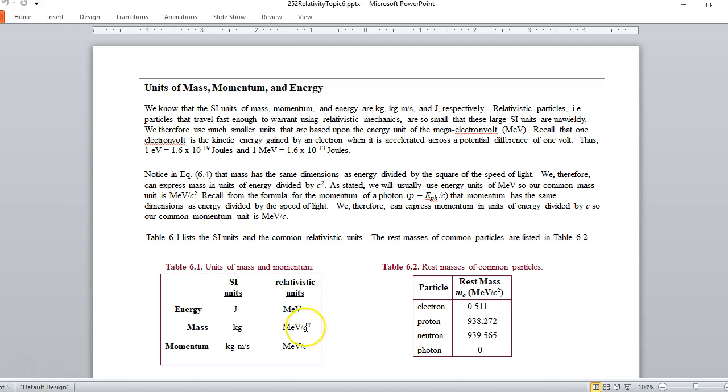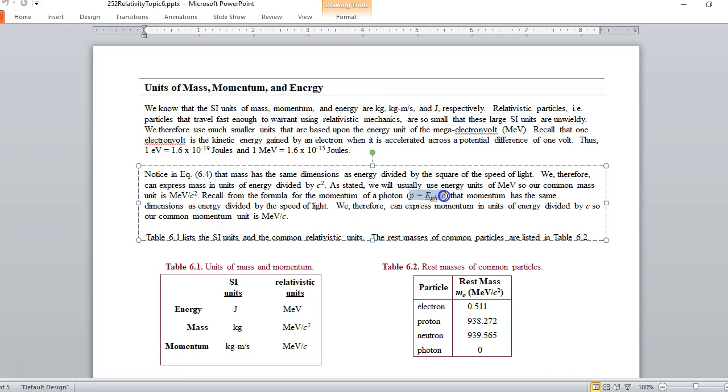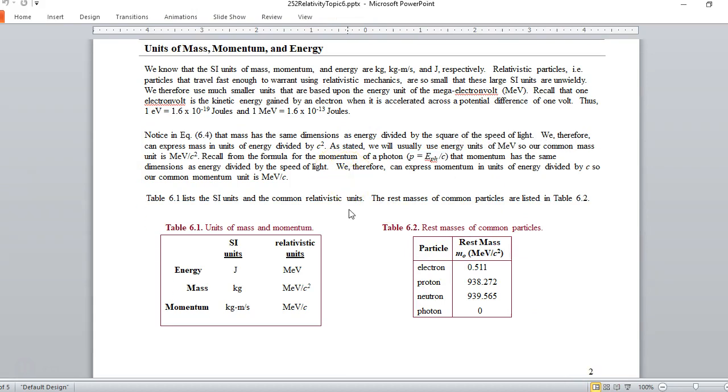Okay? All right, so energy, MeV; mass, MeV per c squared; and then momentum. What we do is we remember that for a photon, the momentum is energy divided by c. So any momentum can be expressed as an energy per c. So instead of using kilogram meter per second, we're going to say so many MeV per c. You'll see how that works in the next example on the next slide. So let's go to that.